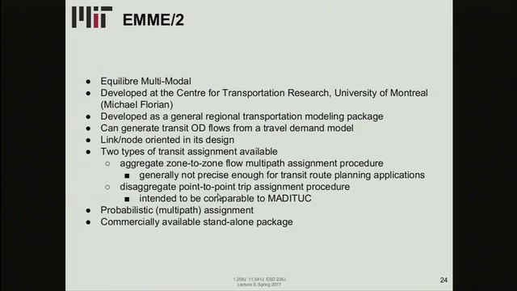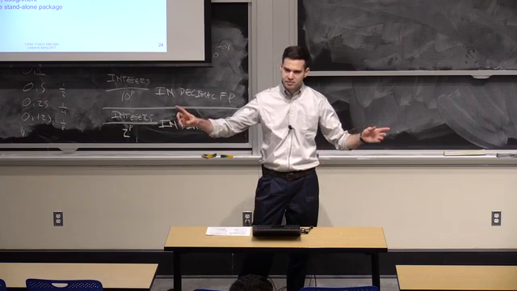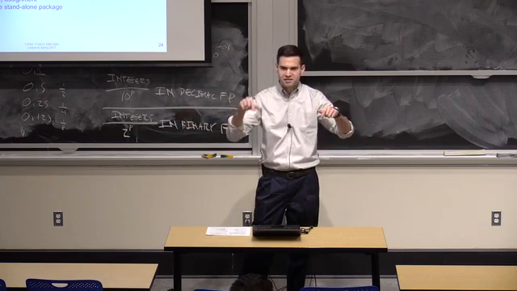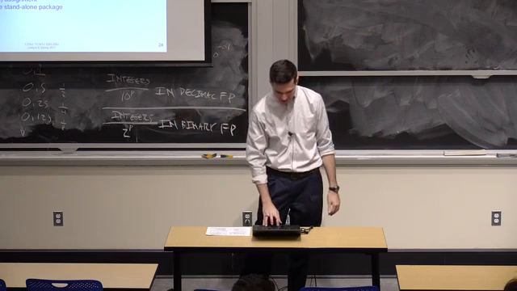ME2. So this is a multimodal equilibrium. It was also developed in Montreal. It's a little more sophisticated. It was developed as a general regional transportation modeling package. It can generate transit OD flows from a travel demand model, which the other package needed as an input, right? It has a link node-oriented approach instead of a line-level approach. So you can have bus stops, and it has more detail, especially.